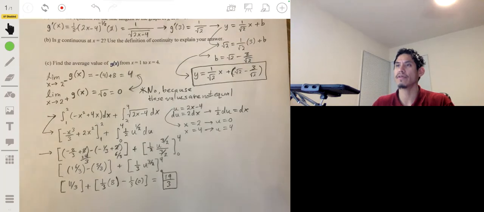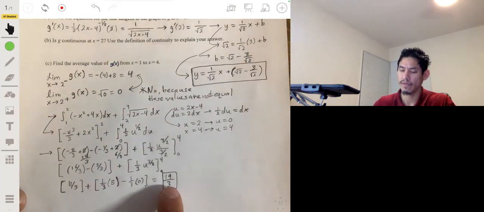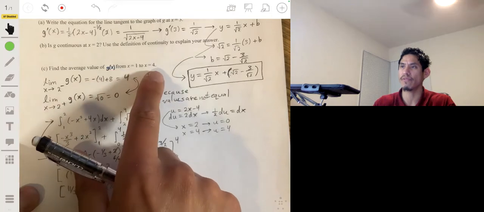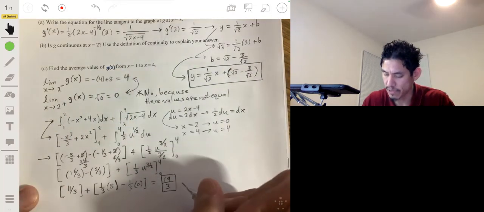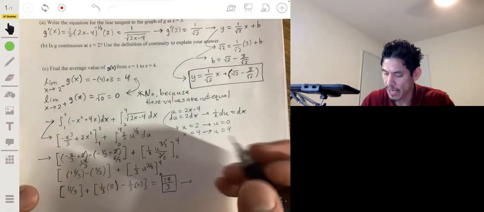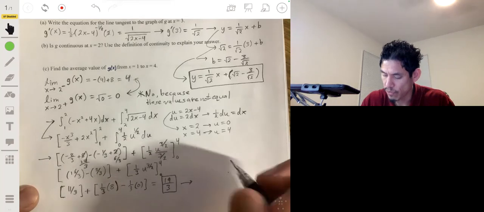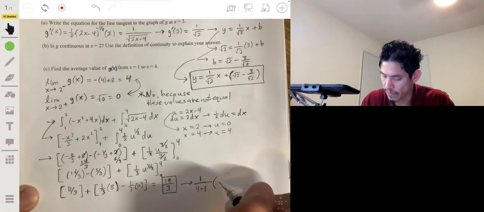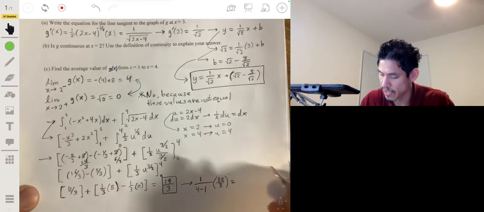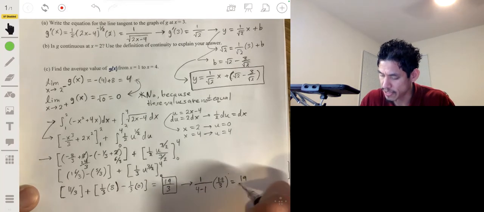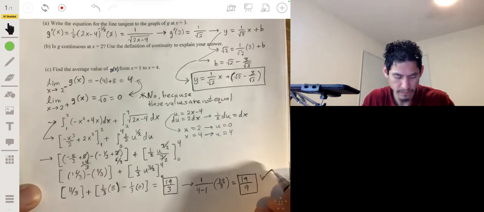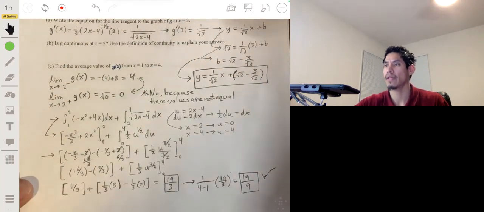We have 19/3. Now, let's be careful because we're trying to find the average value from 1 to 4. So we're just going to multiply this by 1 over 4 minus 1, or 1/3. So 1/3 times 19/3, and we get 19/9 as our answer. And that's all there is to it.